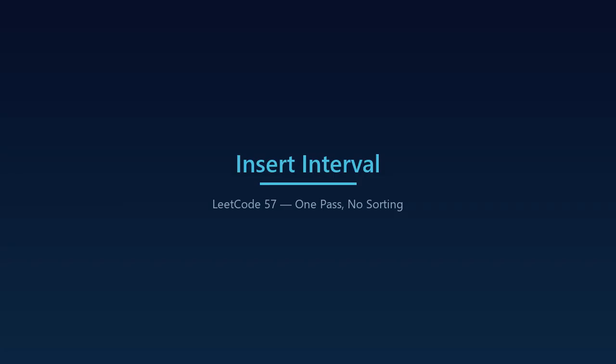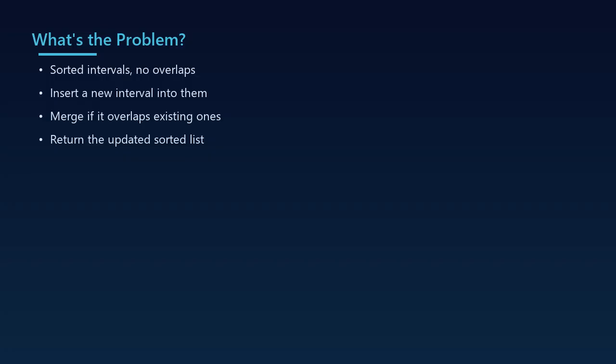Let me show you. The setup. You have a list of intervals already sorted by start time and no two intervals overlap. Now you get a new interval. Your job: insert it at the right position. If it overlaps with one or more existing intervals, merge them all into one. Return the final clean list.